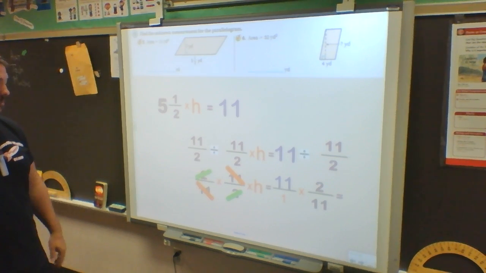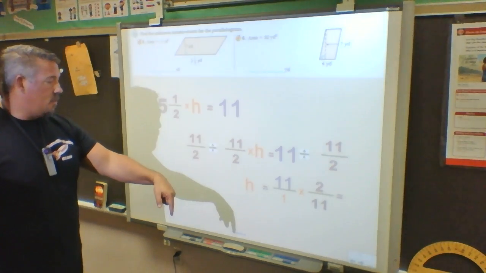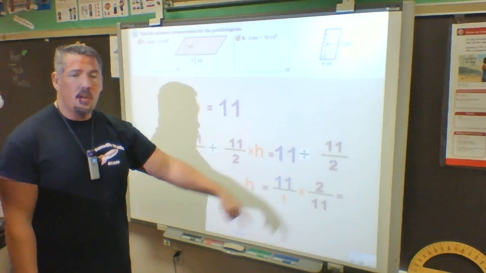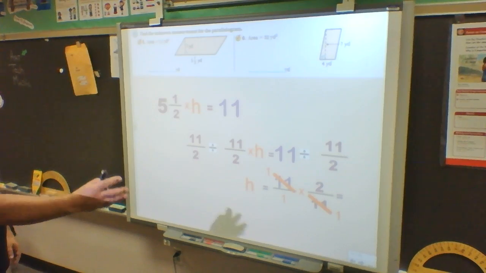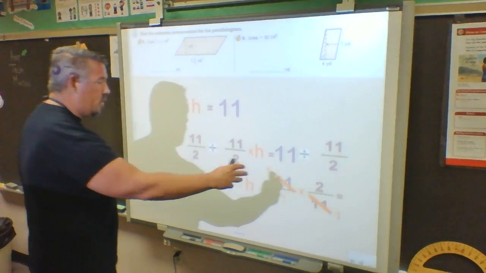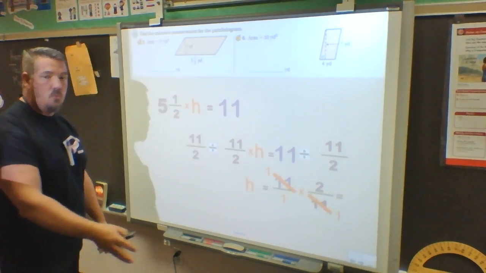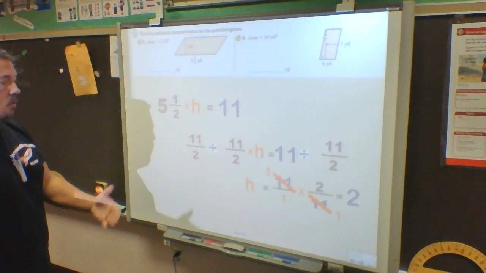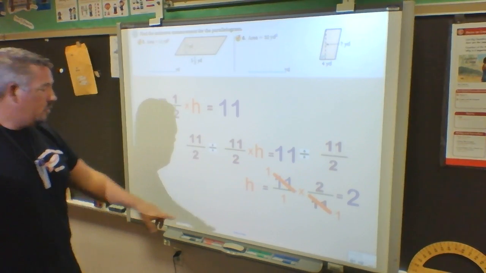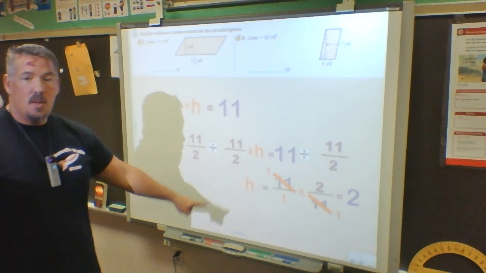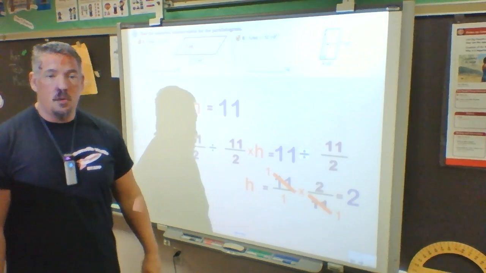my h. Well, if I go to the right side then, and I reduce what I can, reduce my 11s, and that leaves me with multiplying across. 1 times 2 is 2, 1 times 1 is 1 in my denominator, 2 over 1 is just 2. So I've proven, leaving my h by itself, that my height is equal to 2.